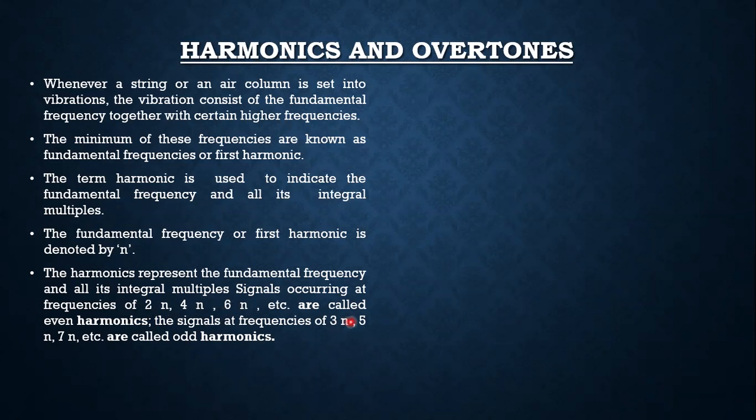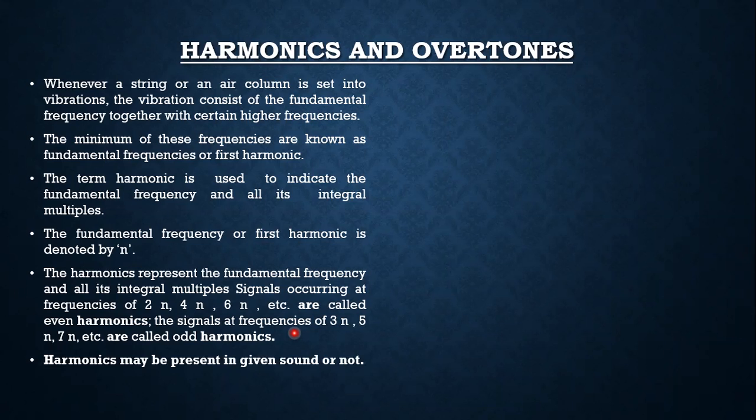3n means it is the third harmonic, 5n the fifth harmonic, 7n the seventh harmonic. They are the odd harmonics. So I hope everyone understood what harmonic means: an integral multiple of the fundamental frequency. If one is coming with the n, it is the first harmonic, or the fundamental. Two with n is the second harmonic. Then three, the third harmonic.